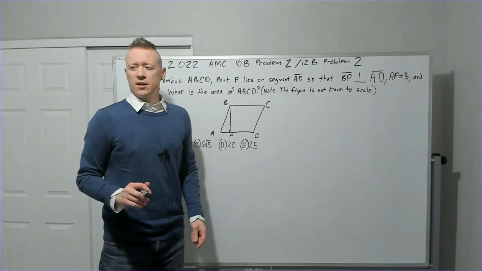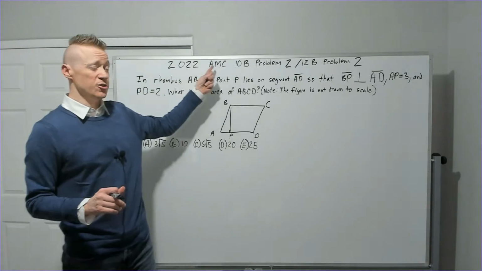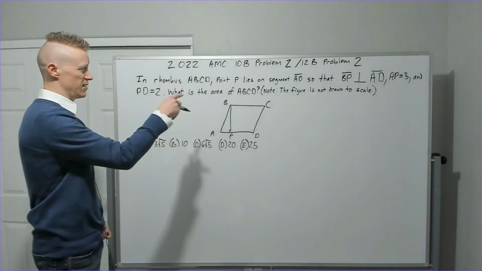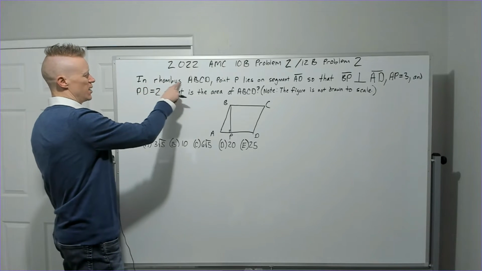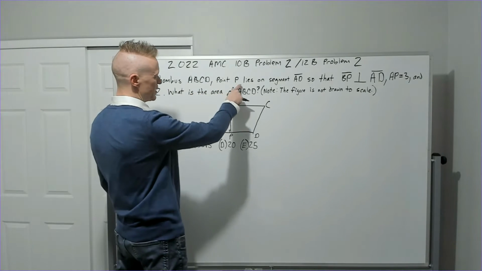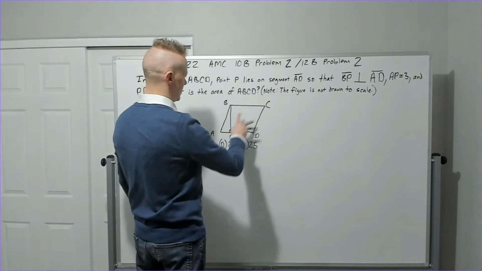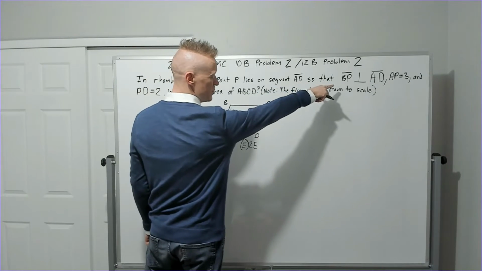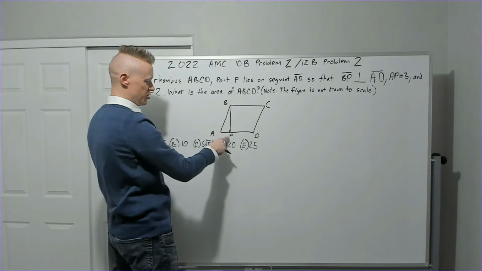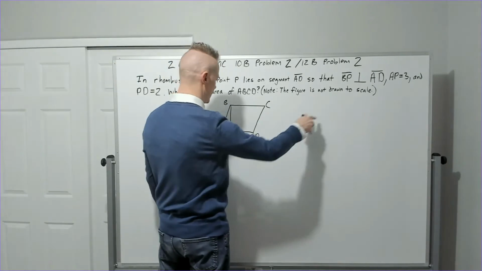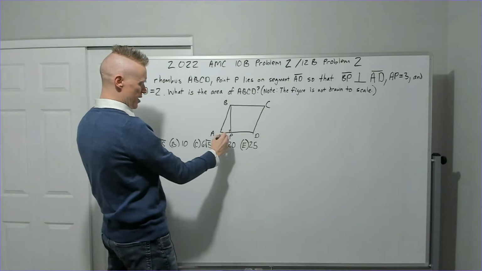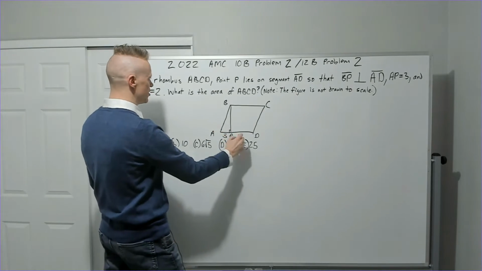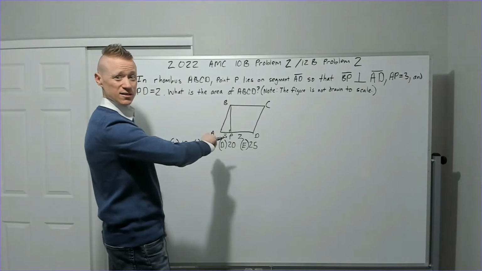Let's get to the next problem. Continuing now with the 2022 10B problem 2, also the 12B problem 2. They aligned for the first two problems. In rhombus ABCD, point P down here lies on segment AD, as you can see, so that segment BP is perpendicular to AD, meets it at 90 degrees. AP is equal to 3. We'll go ahead and label as we read. PD is equal to 2. What is the area of the rhombus?